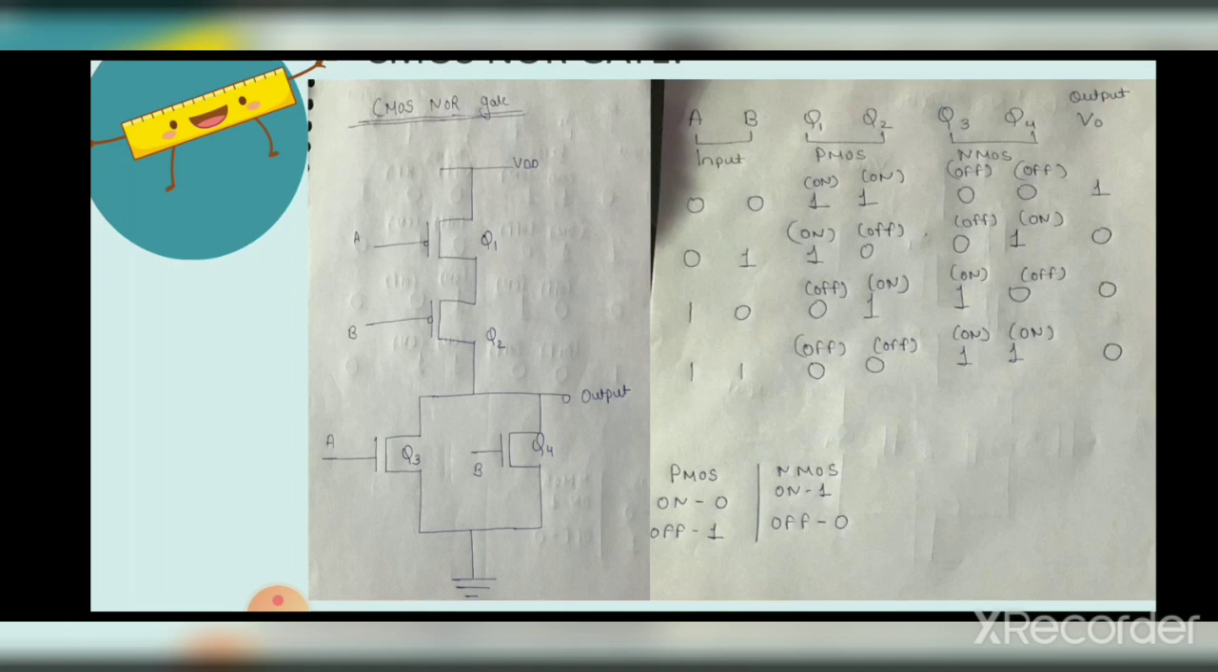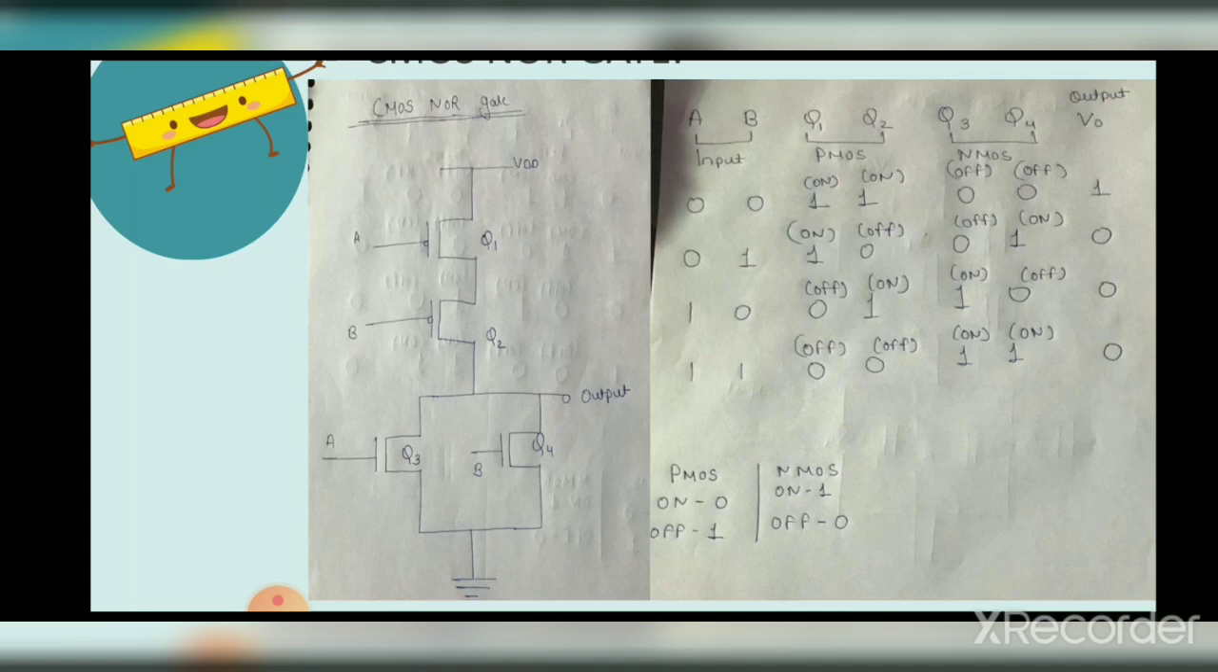When one input is low, in the other case, when A is 0 and B is 1, which is high, Q1 is on and Q2 is off, Q3 is off and Q4 is on. As Q4 is short circuited, we get low output due to ground.